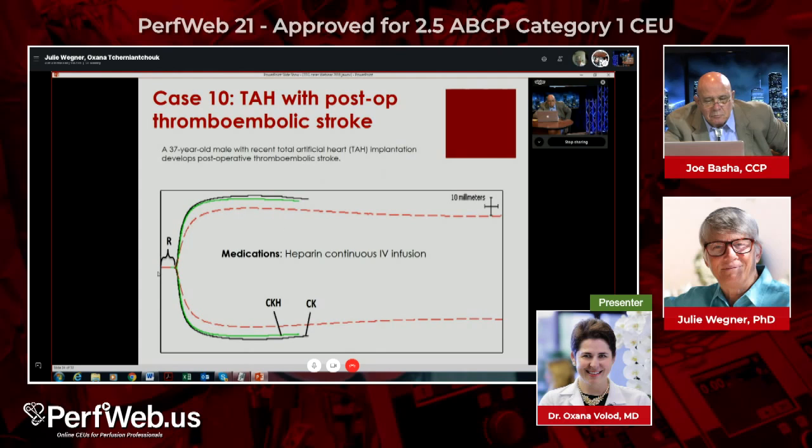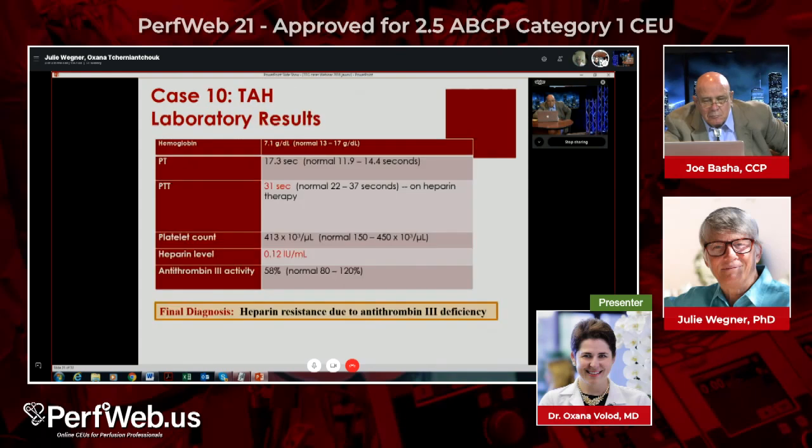In this particular case, I do not see any difference between the black tracing, CK tracing, and the green tracing, which is the heparinase tracing. So that was telling me that per TEG, there is no heparin effect. Now, what can this be due to? Again, we know that heparin potentiates the effect of antithrombin by 1,000 times. And if there is an antithrombin deficiency, the heparin has no way to act appropriately.